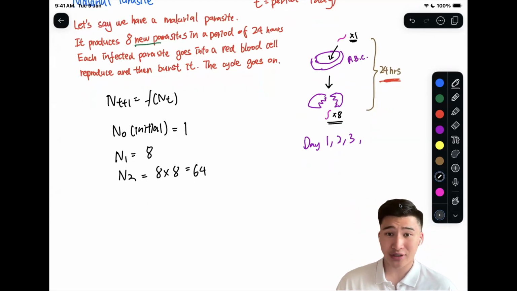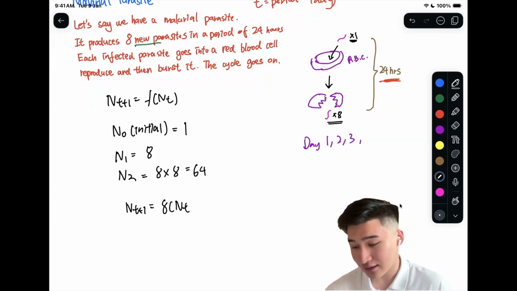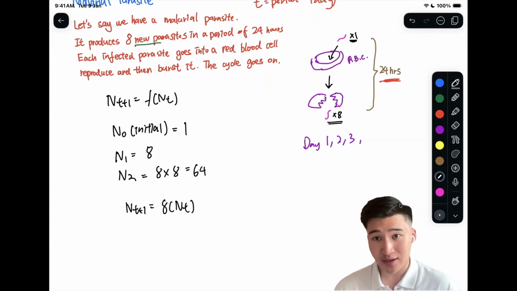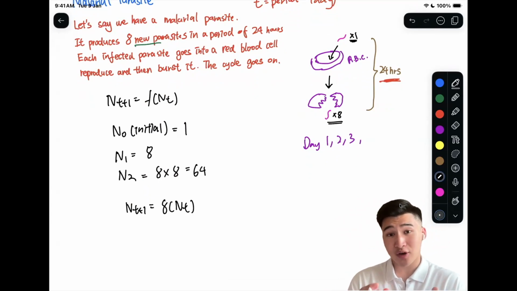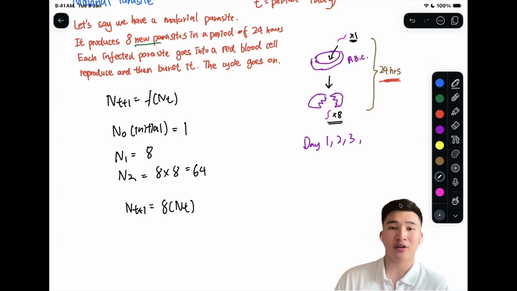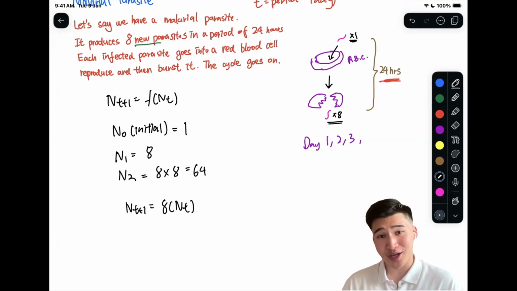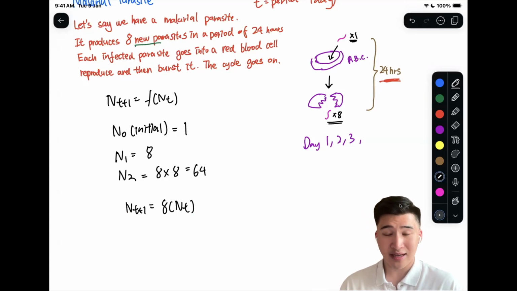Given that, we can actually use a general form to find N_(t+1). N_(t+1), if you think about it, is just 8 times N_t. The reason being, N_t is our previous population, and it doesn't matter how big the population is, each of those parasites is going to produce 8 new parasites. So we're just going to multiply by the population we have at that time. The next day is just N_t, our previous day, multiplied by 8, and then we have the total number of parasites.